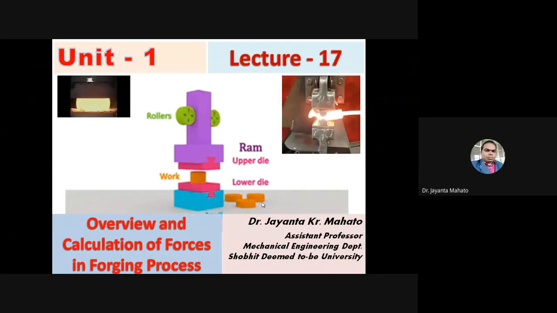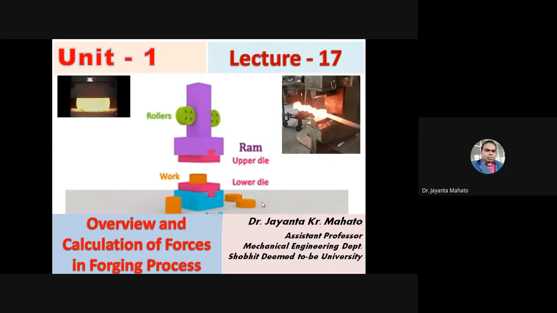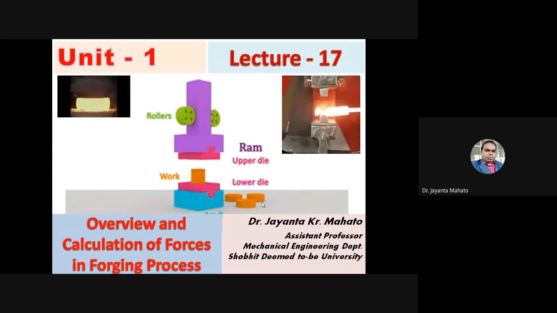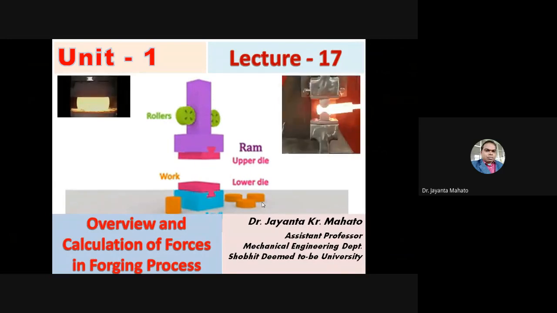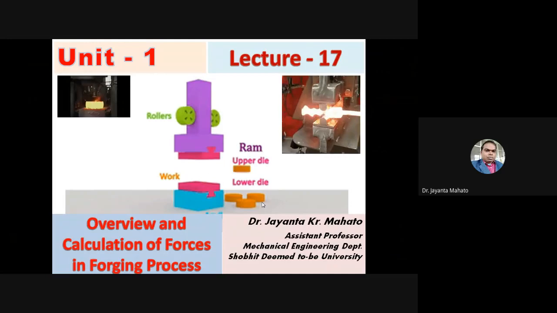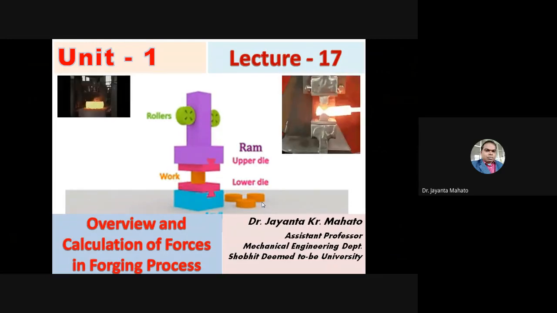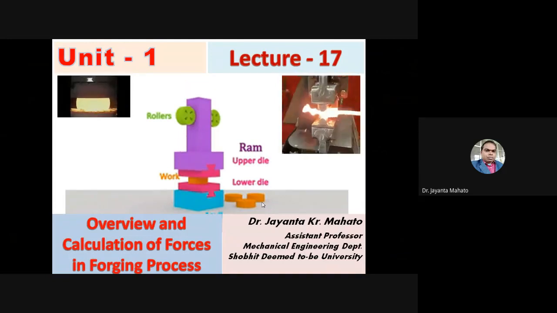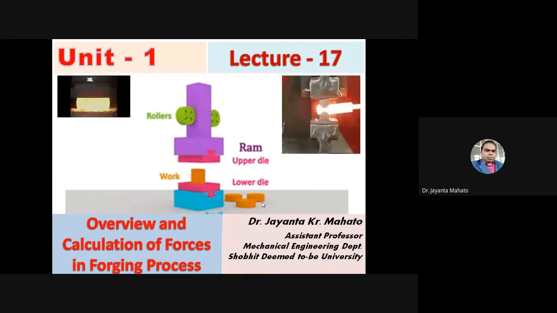Blacksmith, you know? In a blacksmith shop, there is a heated material, and with the help of a hammer we strike the heated material many times, and then the heated material gets deformed. That's the basic example of the forging process.